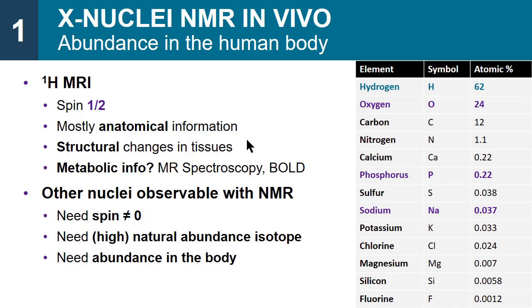So first, what do we need to detect these nuclei? We need a spin which is different from 0. We need some high natural abundance, if possible, of the isotope and some presence in the body. Your body is about 62% made of hydrogen nuclei.